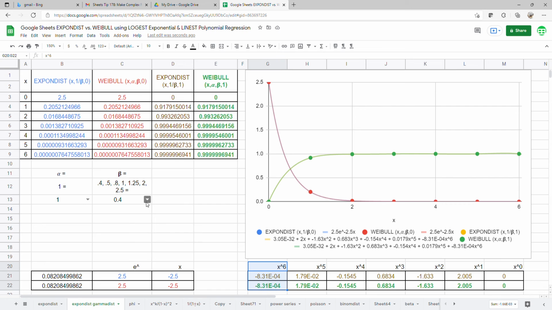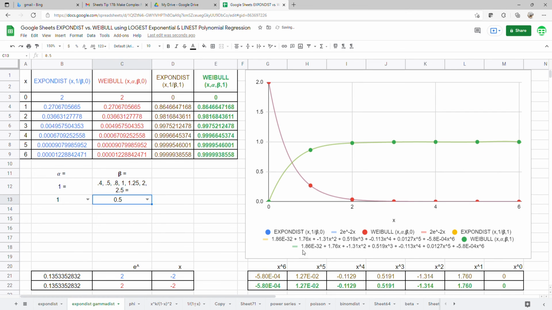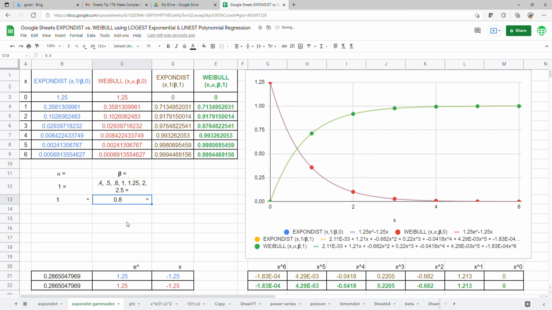Suppose we change our beta to 0.5. Their values are still the same, both in the exponential and the Weibull on the cumulative distribution function, and their values, that's 2 times e to the negative 2x. Change this to 0.8. We have 1.25 times e to the negative 1.25x. Likewise in the EXPONDIST and the Weibull, 1.25 times e to the negative 1.25x. And the values here are also the same.